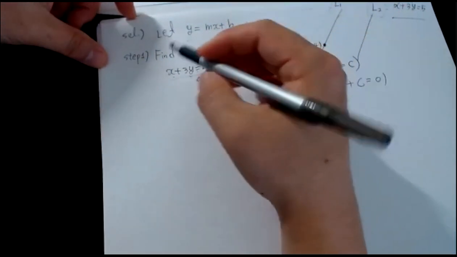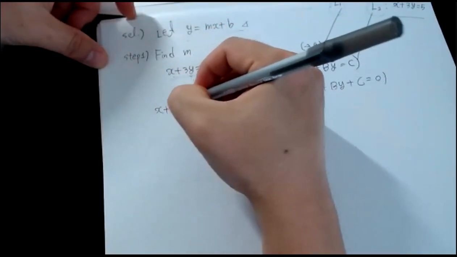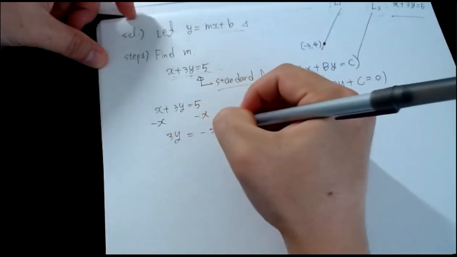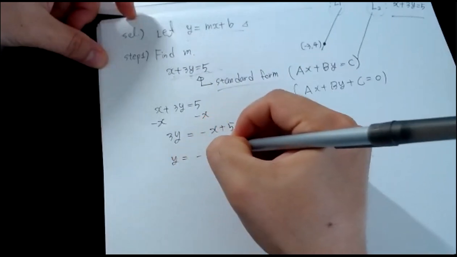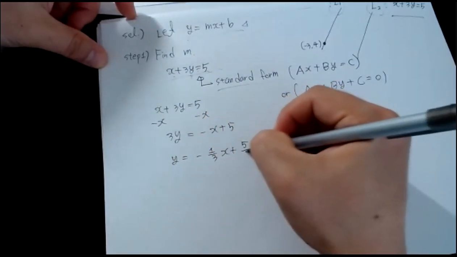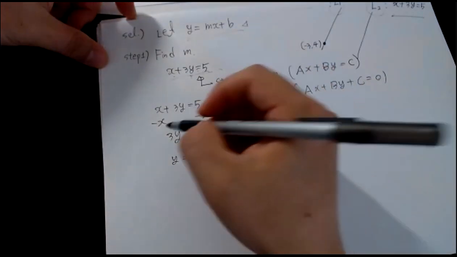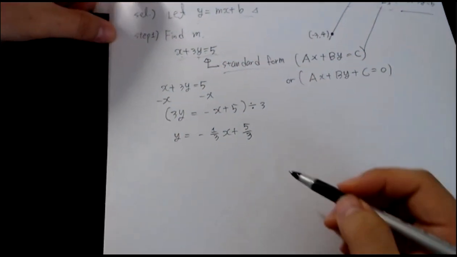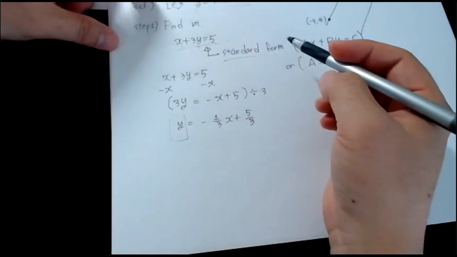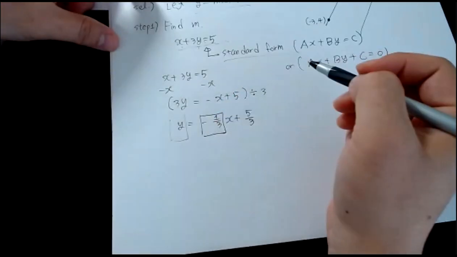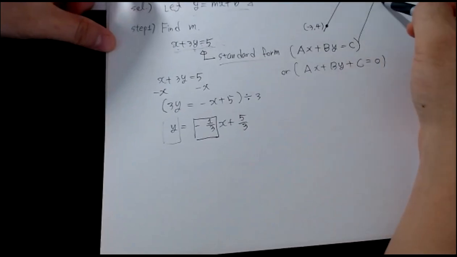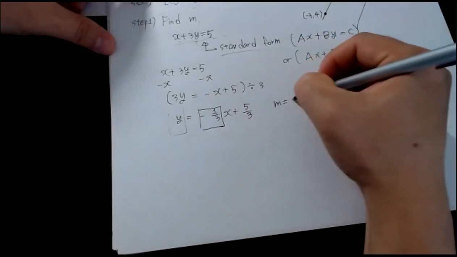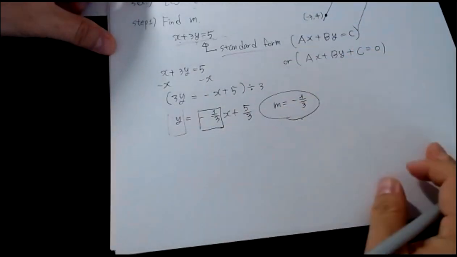So I'll just subtract x. Given x plus 3y is equal to 5, let's subtract x from both sides. So we got 3y is equal to negative x plus 5. Then y is going to be negative 1/3 x plus 5 over 3. I just divided by 3 to isolate y. So now we see negative 1/3 is the slope of L1 as well as L2. So m is negative 1/3.